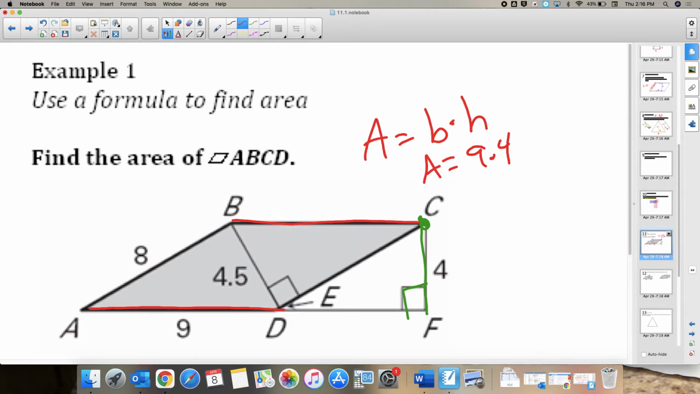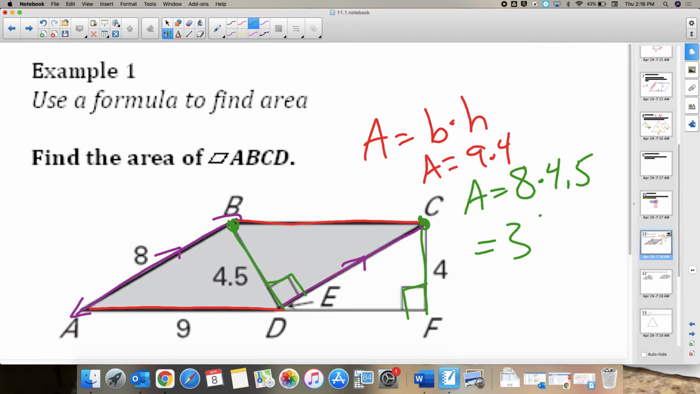If instead you want to use the left and the right as your bases, that's fine to do. But now that perpendicular distance between them is 4.5. So we could have 8 times 4.5 instead. It doesn't matter which one you do. Both of them give you an area of 36, and in this case we just have units squared.